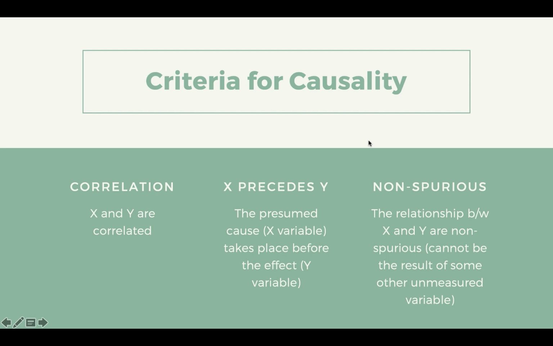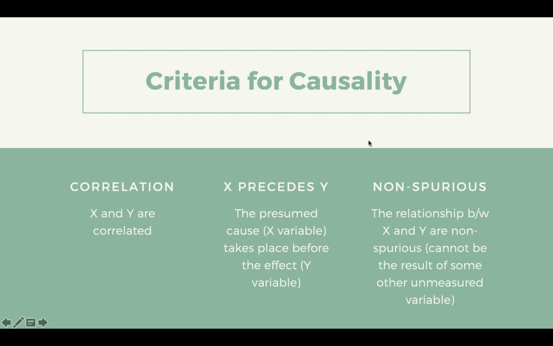Age comes before political orientation. Sex comes before income. People don't choose sex based on their income. However, the reverse is likely more true. And then finally, non-spuriousness. Non-spuriousness means that there's not another third variable that could explain the relationship between X and Y. And if you look at spurious relationships, oftentimes they don't make sense.